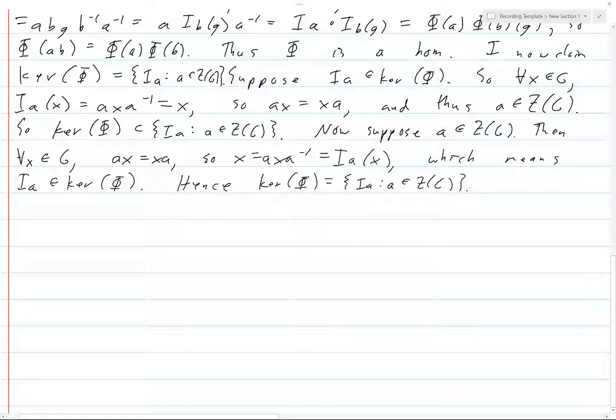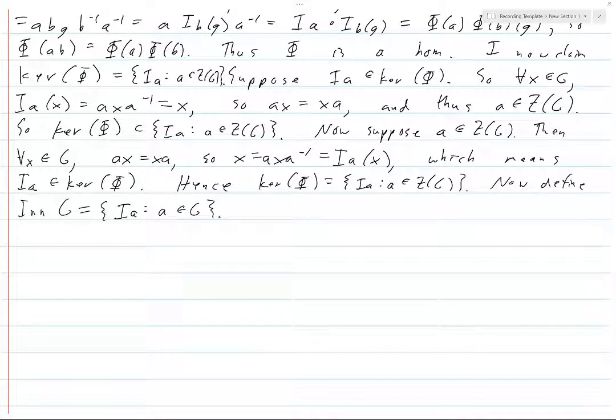All right. So now define... I don't remember what we want to prove now. I'm just going to go by my notes and hope that we're proving what we want to prove. So Inn(G) is going to be the collection of I_A, where A is in G. Then Inn(G) is simply the image under phi of G.